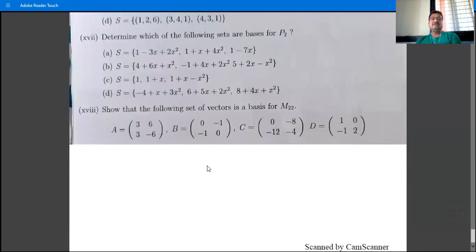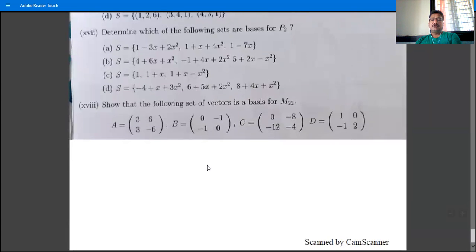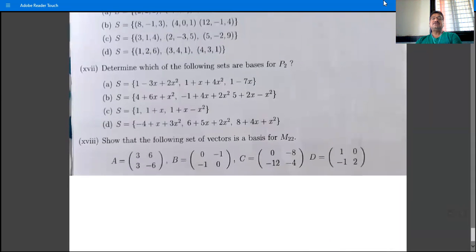So as far as the exam is concerned, this topic is very important: linearly dependent and independent sets of vectors, and basis for a vector space. We will see the next topic, coordinates and coordinate vectors, in the next lecture.